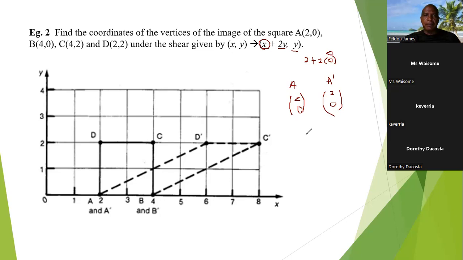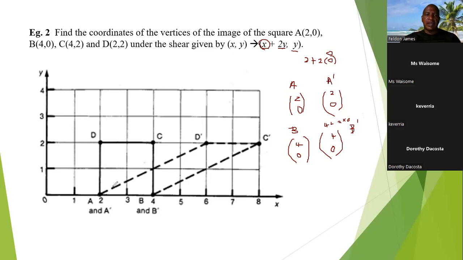All right, so let's do the B value now. So this is B, but B is what, 4, 0. And you're applying the same formula. You're going to have the X value plus 2 times the Y value. So what is the X value? The X value is 4 plus 2 times the Y value. The Y value is 0. So this will be 4 plus 2 times 0. How much should that give you? 4, sir. So that will give you 4. So up here you would have 4, and the Y value remains as 0. All right, so this would be B dash.